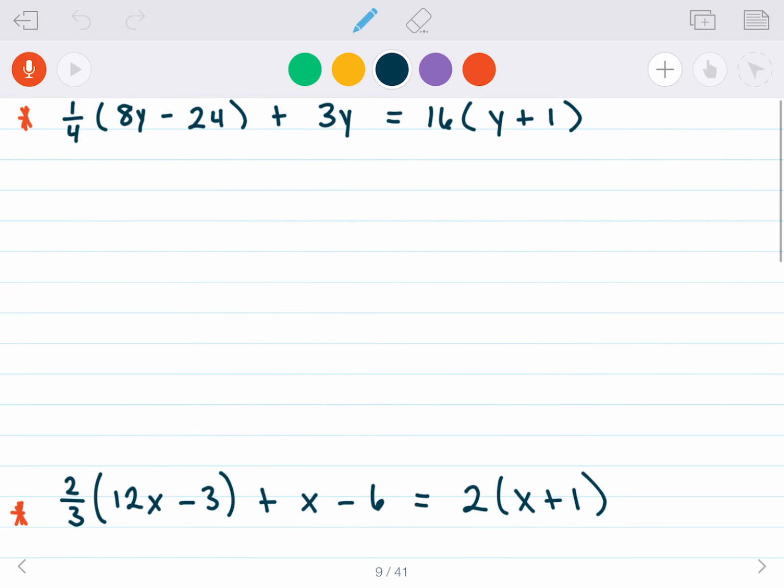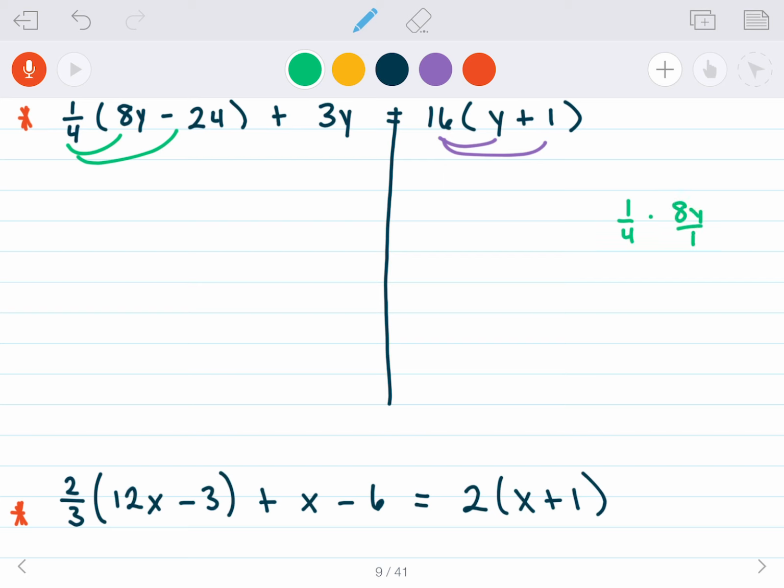Okay. Let's try this one. So this time we have some fractions. That's okay. So step 1, get rid of the parentheses. On the left I have 1/4 times 8y. I'll do this off to the side. 1/4 times 8y over 1. Well, the 4 goes into itself once, 4 goes into 8 twice. So multiply straight across, you just get 2y over 1, which is 2y. Okay? So this becomes 2y minus 6, right?